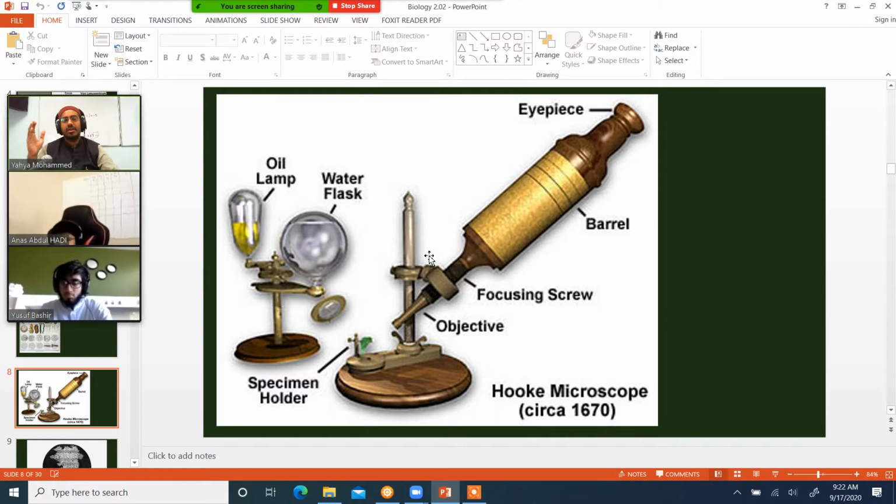So one of the things you said, there's more lenses, right? So this one probably has at least two lenses, one in the eyepiece and one in the objective, right? In this case, what is it using for light, right? Its source of light is a little bit different here. He's using the barrel. He's using an oil lamp, right? So he has a lamp and he's going to focus the light through the water flask in order to shine it on the specimen. Oh, that's smart.